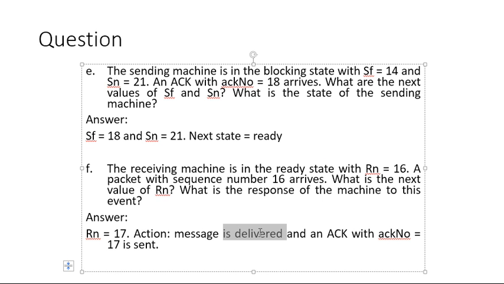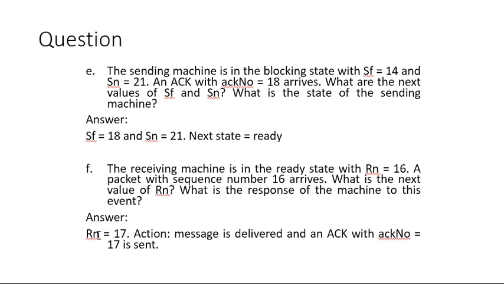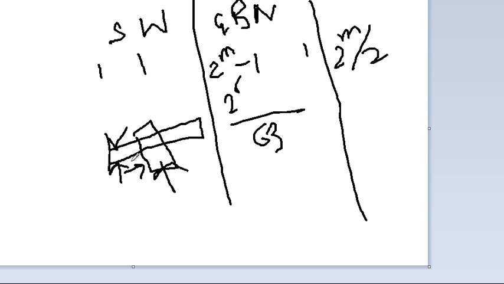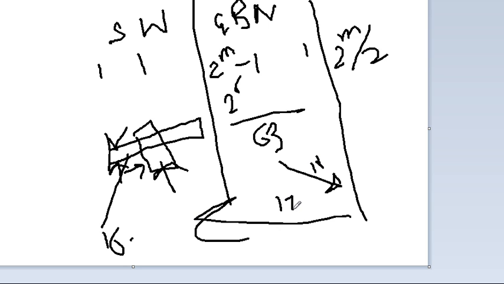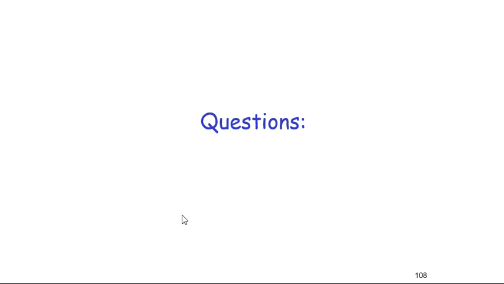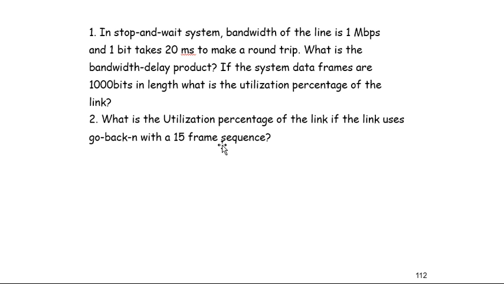So the message is delivered and acknowledgement number 17 is sent. So Rn would be 17 and the acknowledgement number for this 16. For the 16th segment, the acknowledgement number would be 16 plus 1, that is 17. So if 16 is coming to you, you send an acknowledgement number of 17, right? So for 16 byte, it will send acknowledgement number of 17 and it will increment the Rn from 16 to 17.